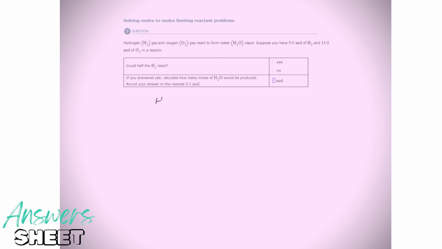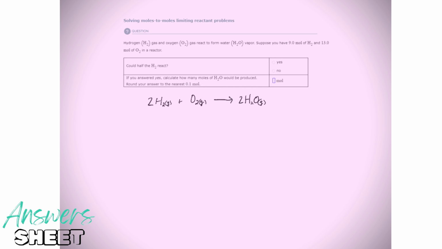Hydrogen gas and oxygen gas react to form water vapor. Okay, so let's go ahead and balance this as well. This will be 2, and this will be 2. And so now we have a chemical equation that is balanced.